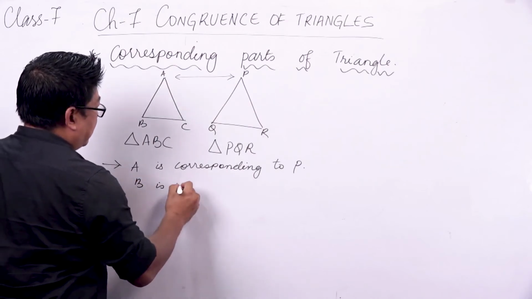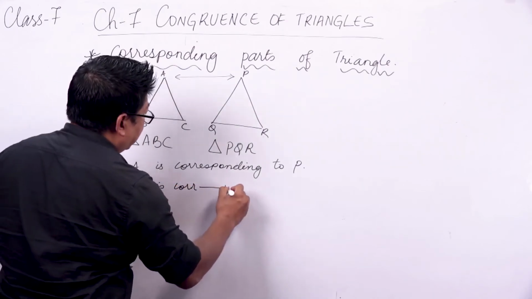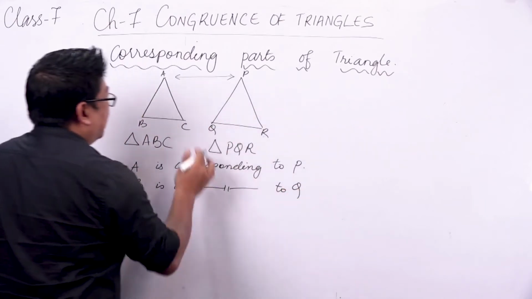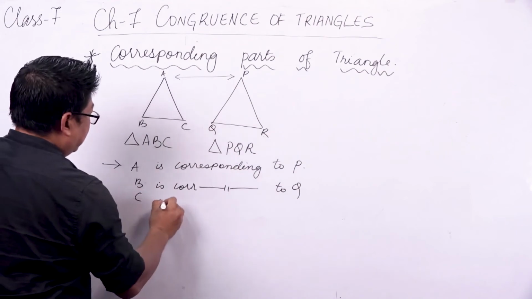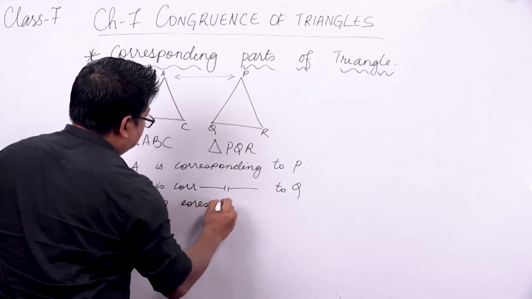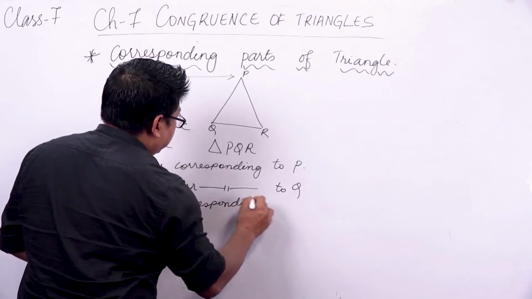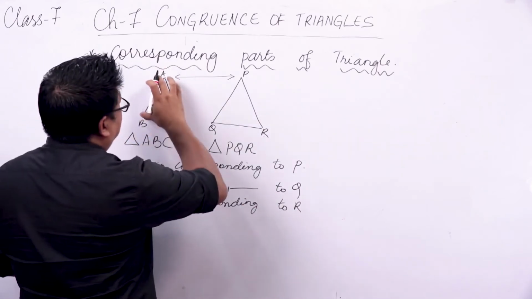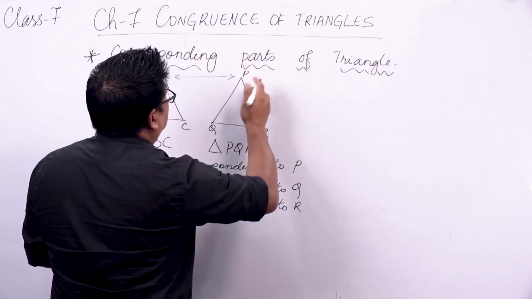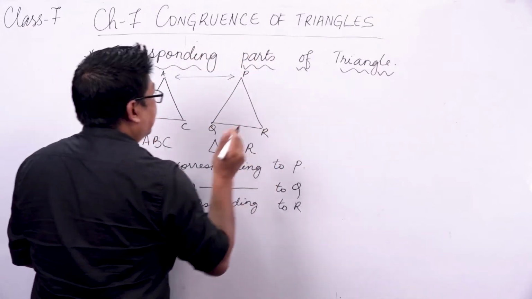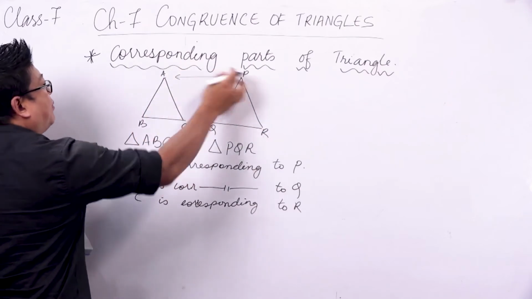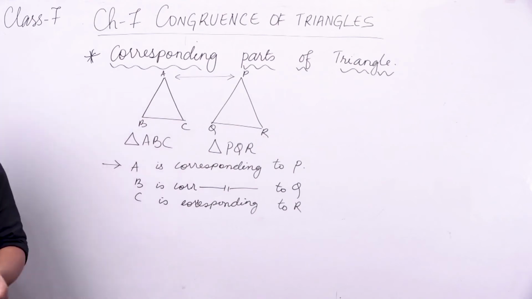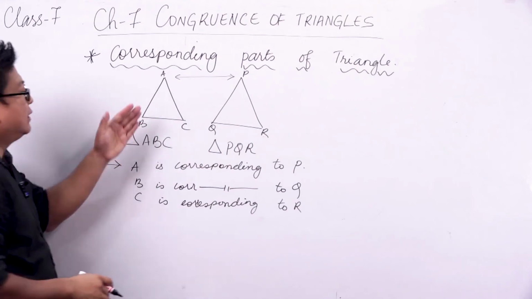B is corresponding to Q. C is corresponding to R. That means if I take this triangle and put it on top, A will come here, B will come here, C will come here. If I take this and put it on top, P will come in place of A, Q in place of B, R in place of C. All right, so this is the first part.